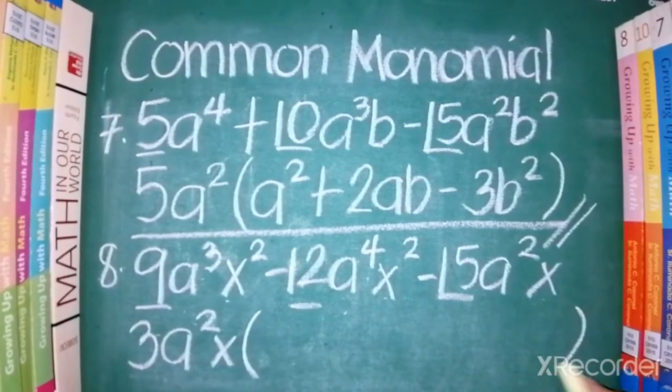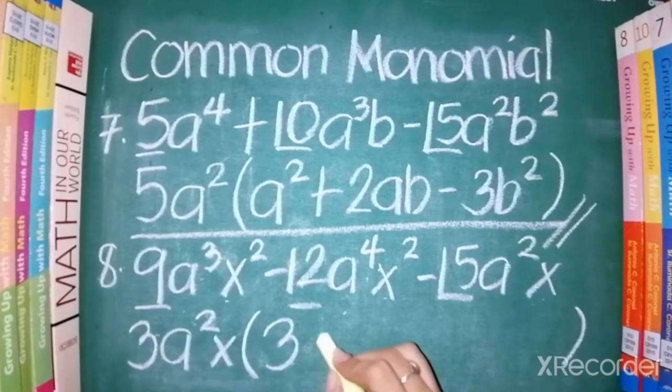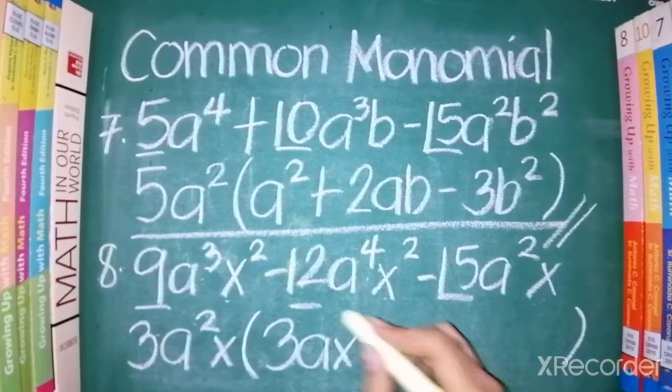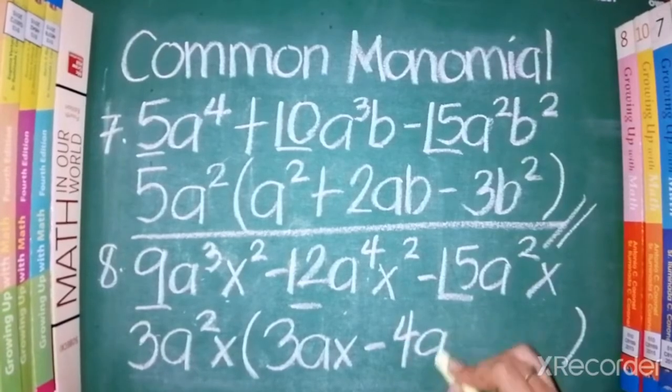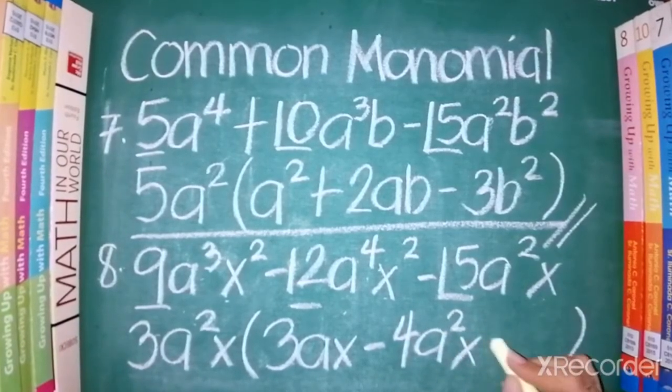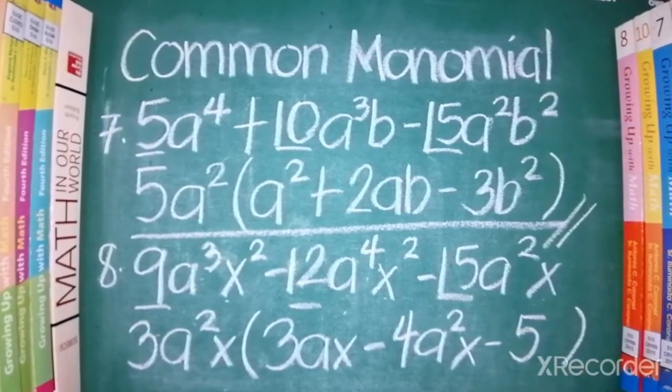Then let's do the parentheses. So 9a cubed x squared divided by 3a squared x. So that is 3ax. And then minus, we have 12a to the power of 4 x squared divided by 3a squared x. That is 4a squared x. And copy. And then the last one, we have there 15a squared x divided by 3a squared x. That is very good. We have 5. So our answer is 3a squared x quantity 3ax minus 4a squared x minus 5.